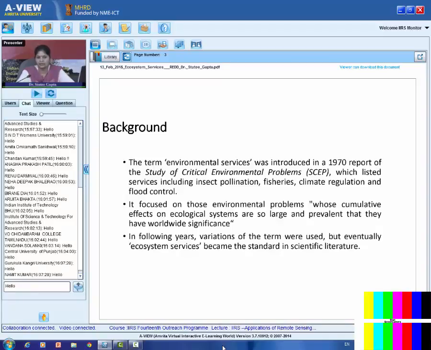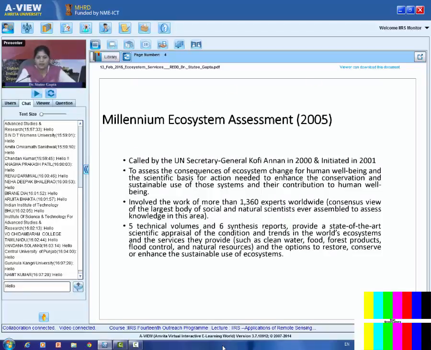After that, in the following years, variations of the term were used, but eventually over the period of time, the term ecosystem services became the standard in scientific literature. Now, we'll be discussing two reference documents which further laid the basis of the consensus of scientists worldwide.